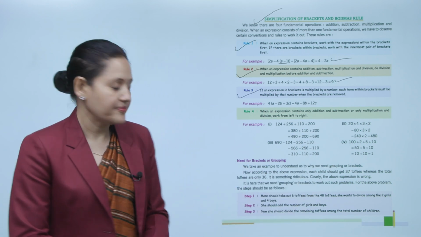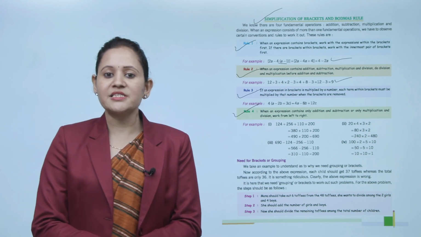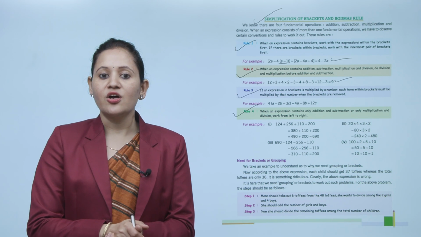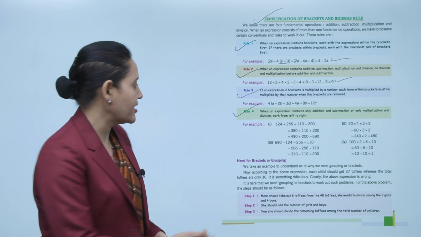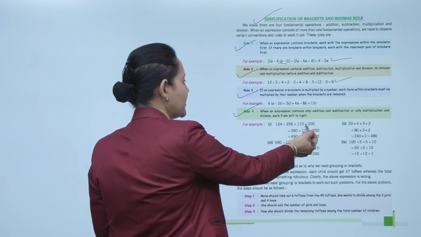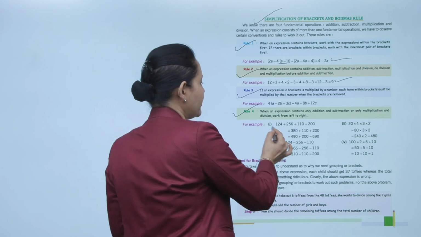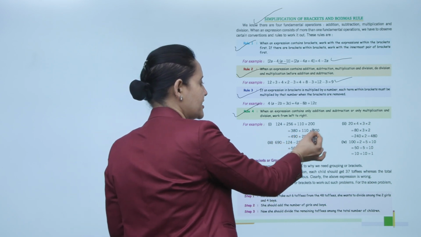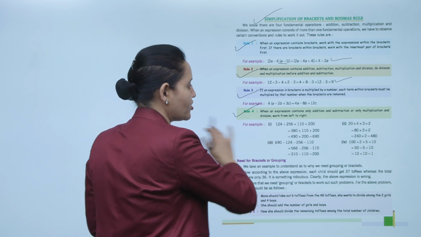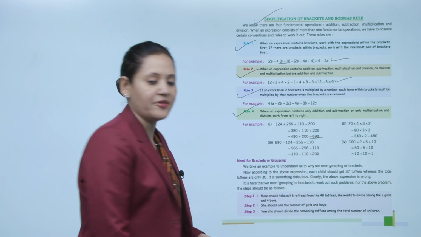Rule number 4. When an expression contains only addition and subtraction or only multiplication and division, work from left to right. Like here, 124 plus 256 plus 110 plus 200. So we'll add them. 380 plus 110 plus 200. So we'll work left to right. First we will solve the left one and then move to the right. So the answer is 690. Clear?